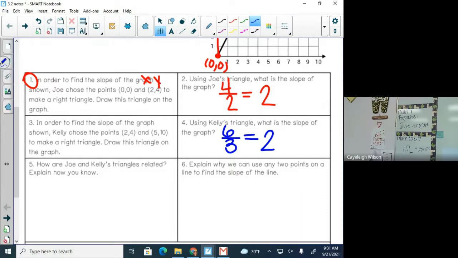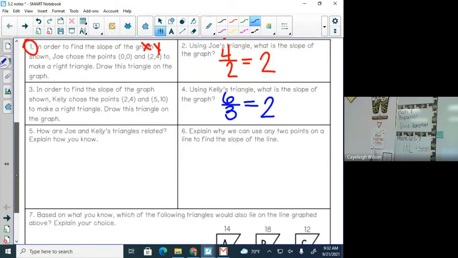All right, how are Joe and Kelly's triangles related? Ryan? Both equal the same one. I know, but what is that number called that we got? It's called... no, but read it. What was it asking for? What is the slope? So they got the same slope.